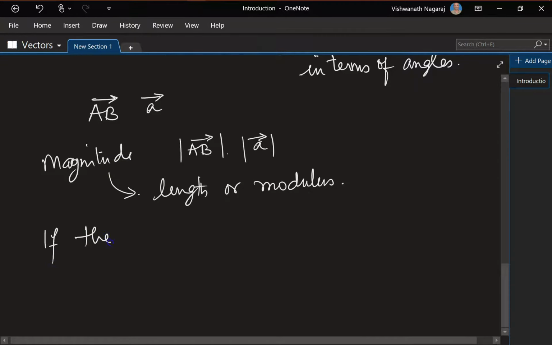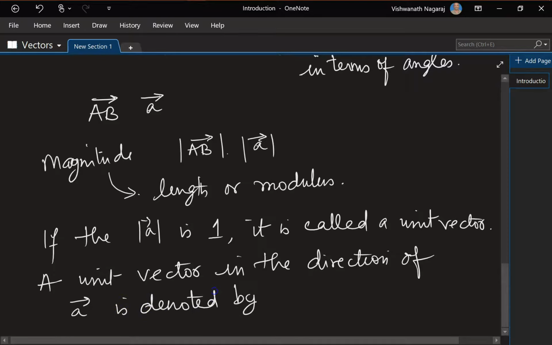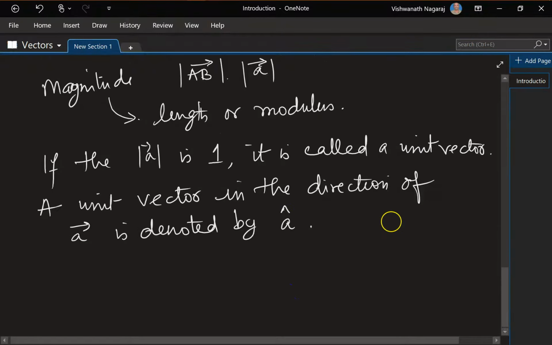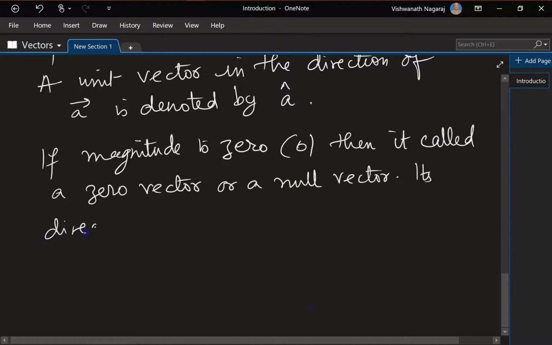If the magnitude of a vector is 1, it is called a unit vector. A unit vector in the direction of a given vector is denoted by A cap, that means only the direction part of a vector can be written like this. If the magnitude is 0, then it is called a zero vector or a null vector. Its direction is undefined.